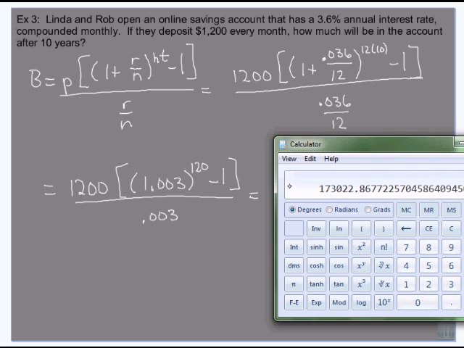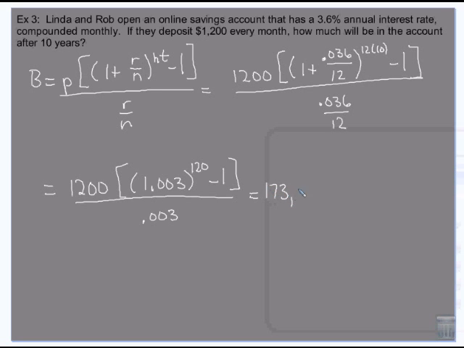So 173,022.87. So if you deposit $1,200 a month at 3.6% annual interest compounded monthly in 10 years, you'll have $173,000.